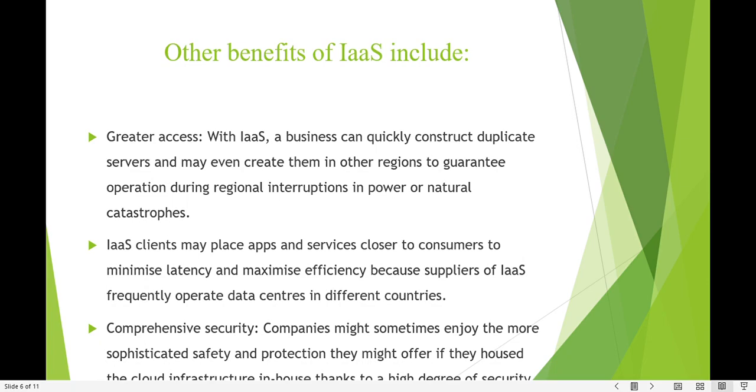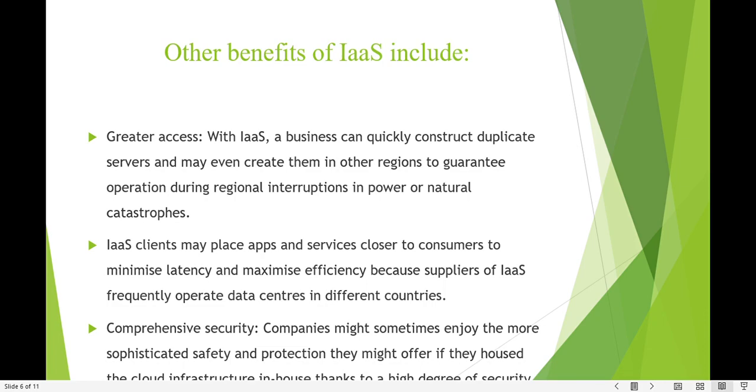A business can quickly construct duplicate servers and may even create them in other regions to guarantee operations during a regional interruption in power and nature. Infrastructure as a service clients may place their apps in the service closer to the consumers to minimize latency and maximize efficiency, because the suppliers of the infrastructure frequently operate data centers in different countries.